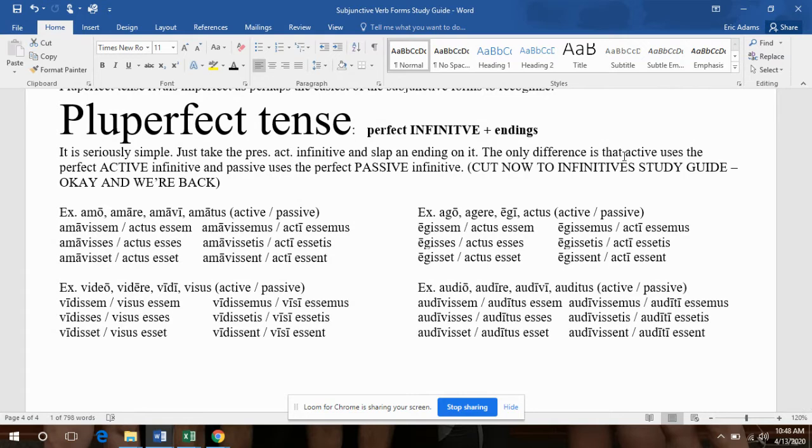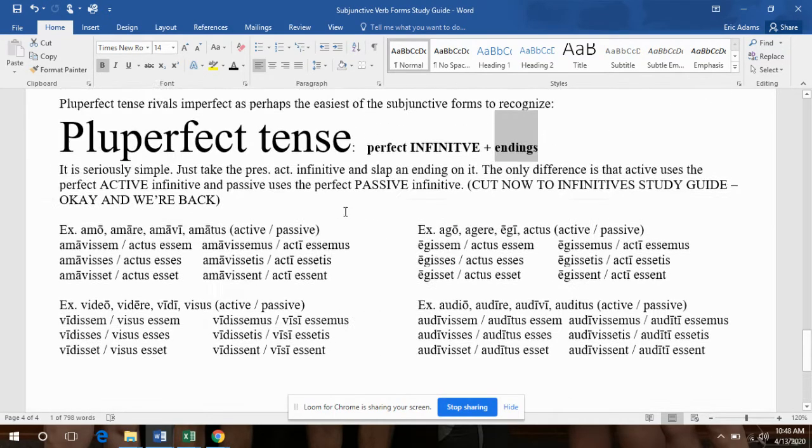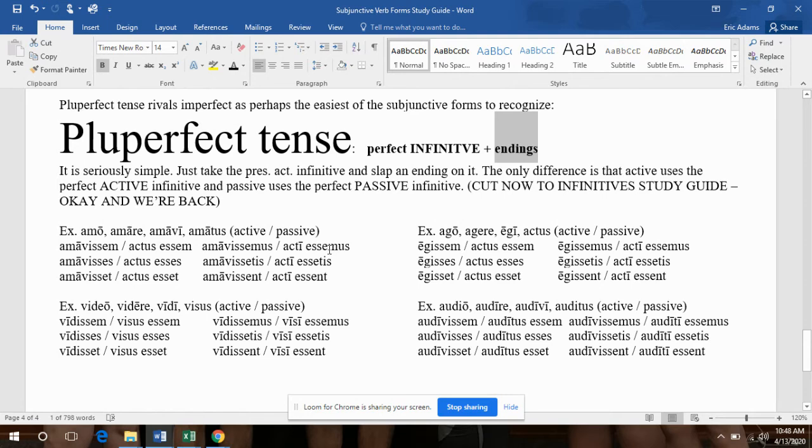Remember that the imperfect tense took the present infinitive and added an ending. Here, for the pluperfect, you're going to take a perfect infinitive and then again add your endings: m, s, t, mus, tis, nt. Now, for the pluperfect tense, you have the perfect infinitive active when you want it to be an active pluperfect subjunctive. And you will then also want the perfect infinitive passive when you want it to be the passive pluperfect.